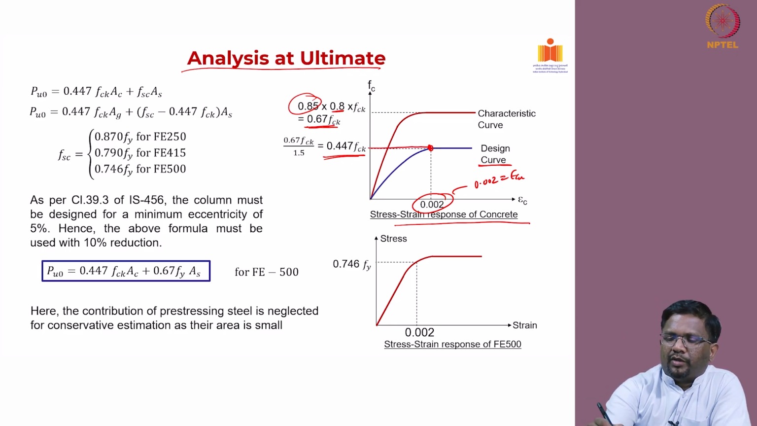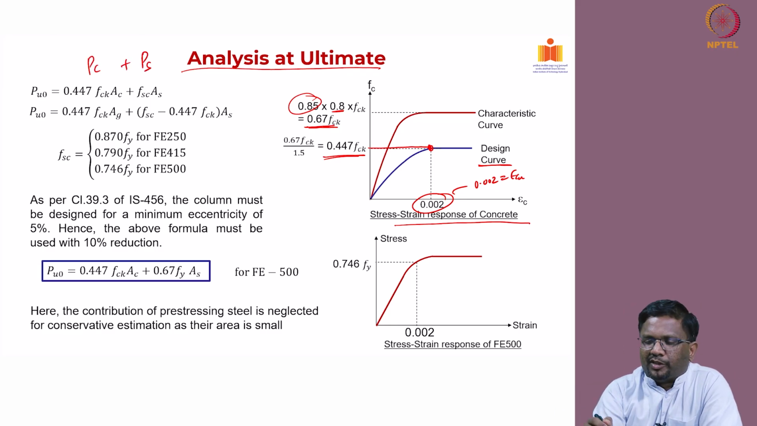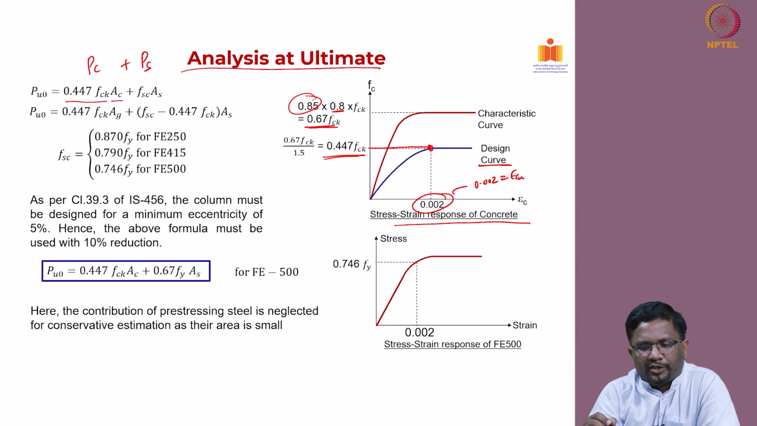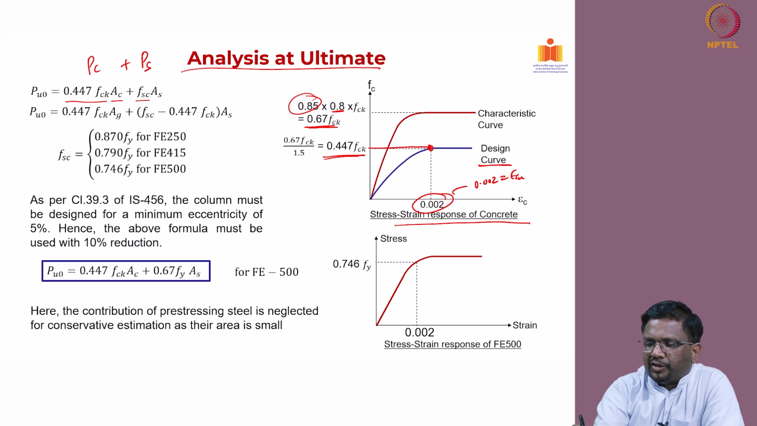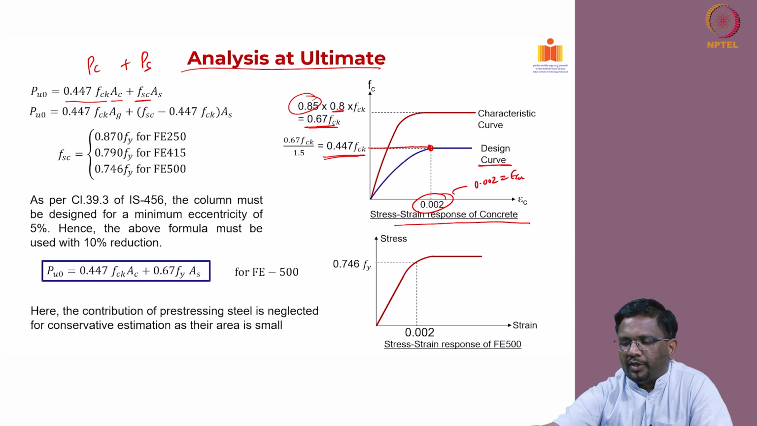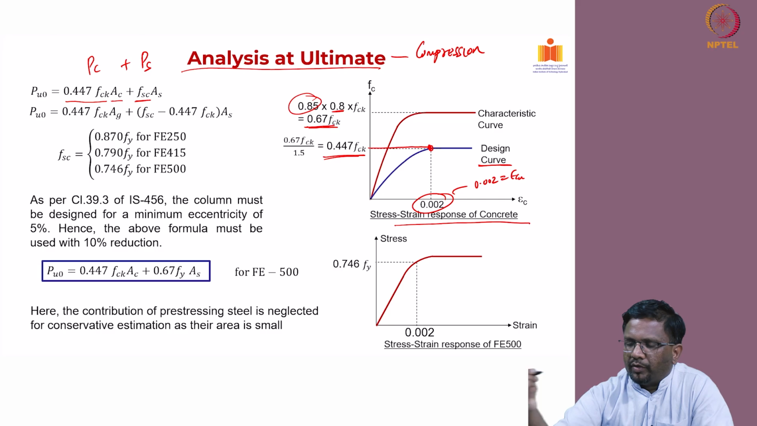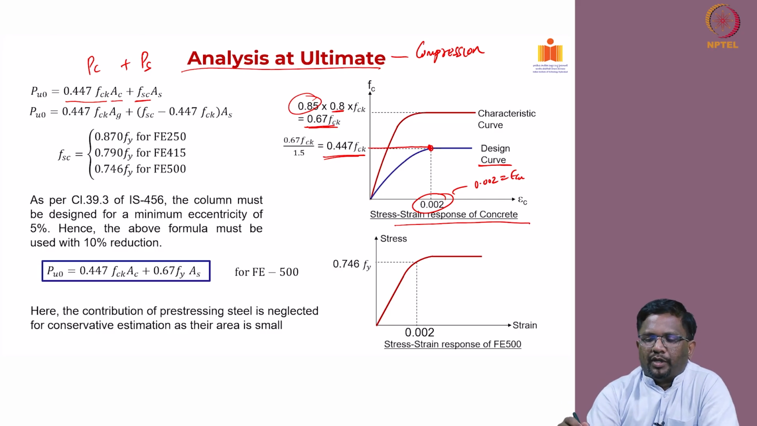So, we know that for resistance we need to have Pc plus Ps. Now, what is Pc? Pc is nothing but the maximum stress from the design curve, 0.447 fck, multiplied by the concrete area Ac, plus the stress in the steel in compression, because we are taking this for compression, right. So, this is the capacity that we take for compression.